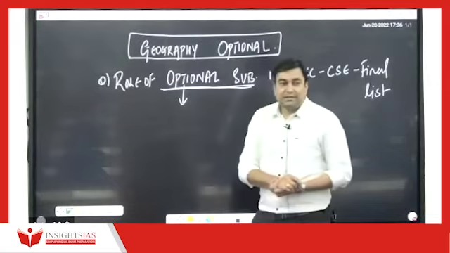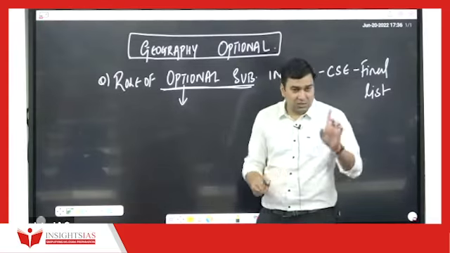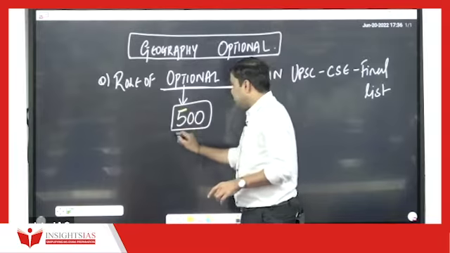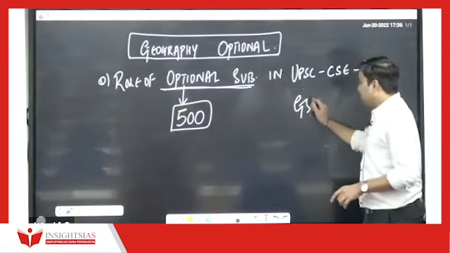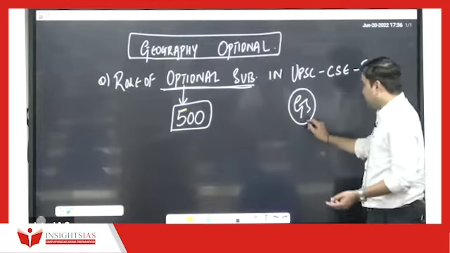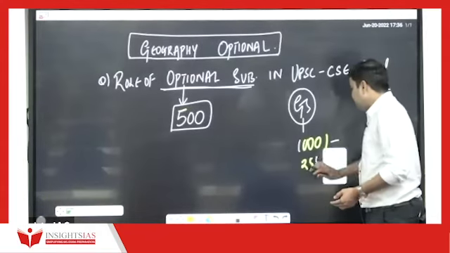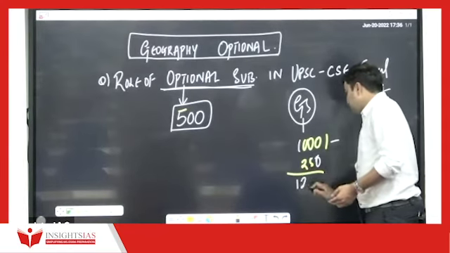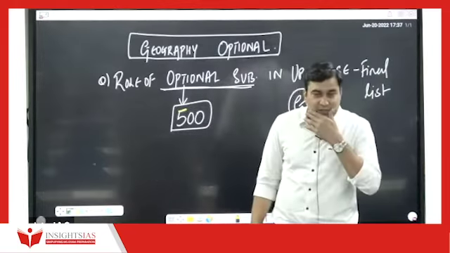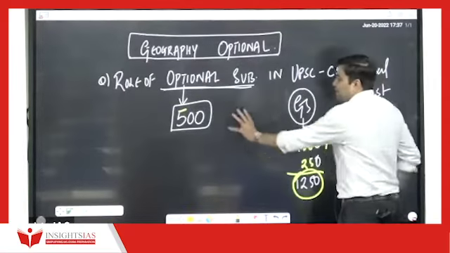Any optional subject plays a pivotal role in your final merit list because the optional essentially carries 500 marks. I know that you already know this, but despite that, I'm telling you a few important things. Total GS carries 1000 marks and the essay 250 marks. So these are 1250. Am I right? GS 1, 2, 3, 4 and 250. These are the total marks we have, and these are the optional marks.